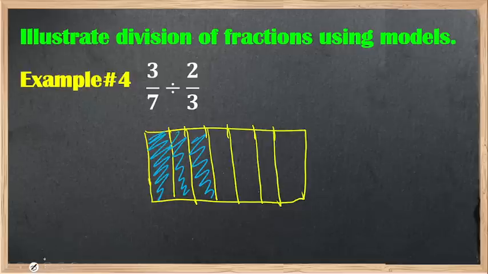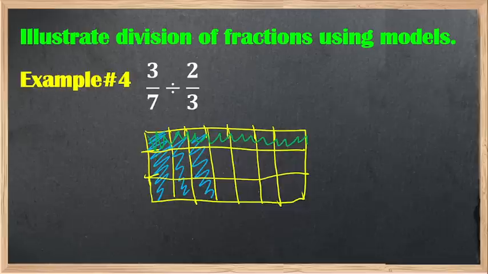Okay, now let's illustrate the 2/3. This time we're going to illustrate it in horizontal form. 1, 2 to make this 3. Okay, so let's shade the 2 equal parts. Now let's use the green one. So we have 1, 2. Okay, now let's count the double shaded region.